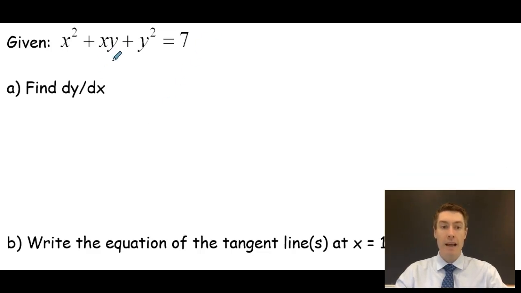x squared plus x times y plus y squared equals 7. So we are increasing the difficulty a little bit with this middle term. Okay, so find dy/dx. So the derivative of x squared with respect to x, that's 2x. The derivative of x times y is going to require a product rule.